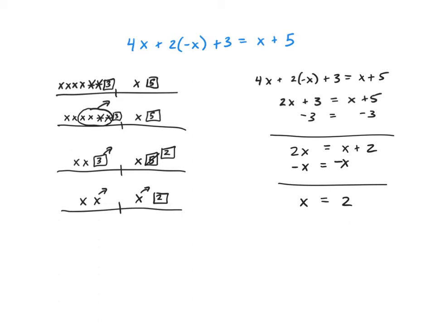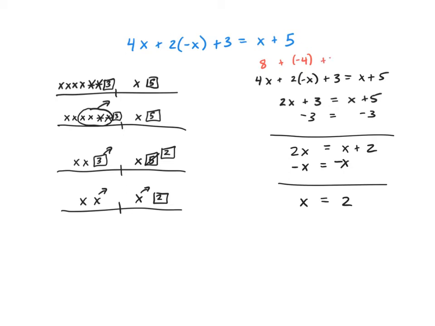For the check, up at the very top, we have 4 times x, or 4 times 2, that's 8. Then we have 2 of the negative x. Well, negative x would be the opposite of x. So I have 2 groups of negative 2, which would be negative 4. So I'm going to add negative 4. So 8 plus negative 4, that will give me positive 4.